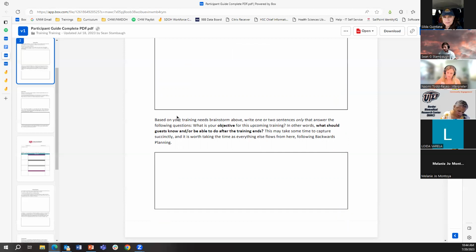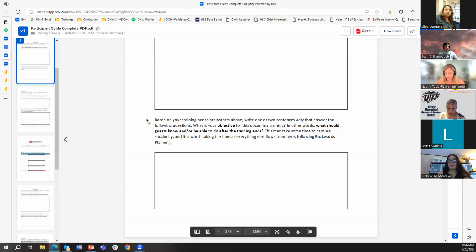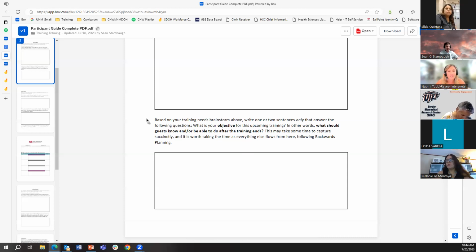And as you're doing your brainstorm, maybe slowing down a little bit at this point, start looking at the next question on your participant guide and the box below that. And it says, based on your training brainstorm above, write 1 or 2 sentences only that answer the following questions. What is your objective for the upcoming training? In other words, what do you want your audience, your guests at your training, to know or be able to do after the training ends?